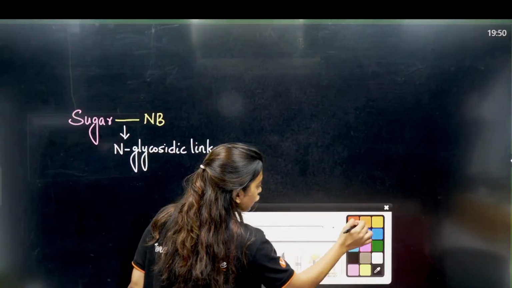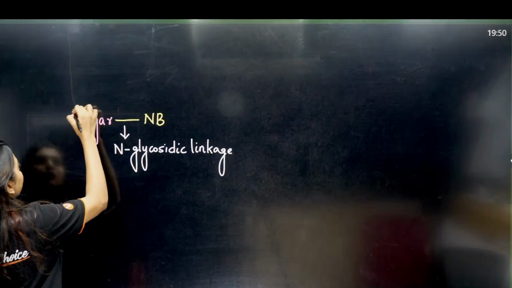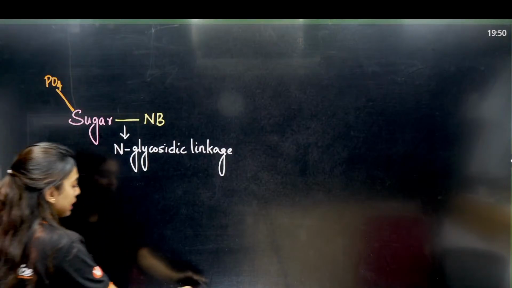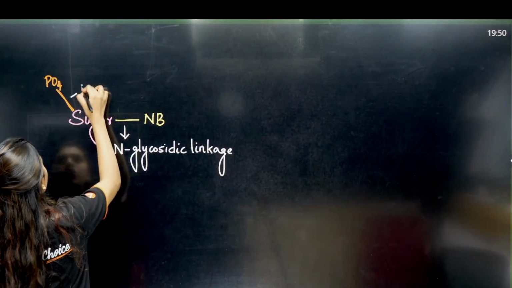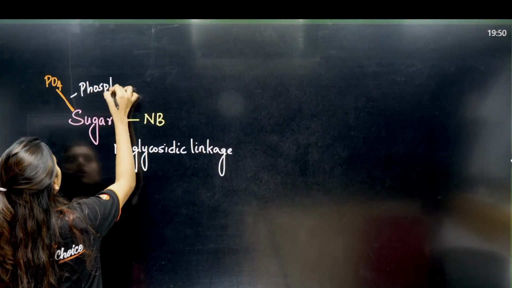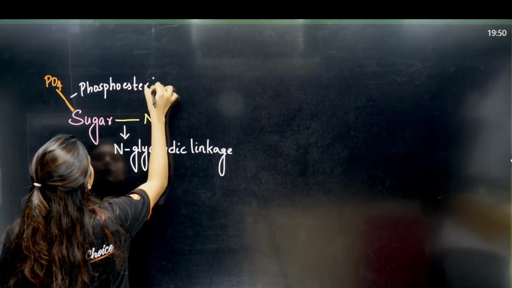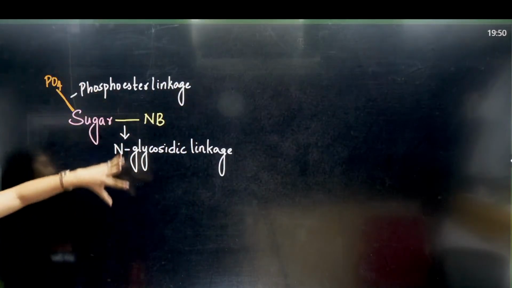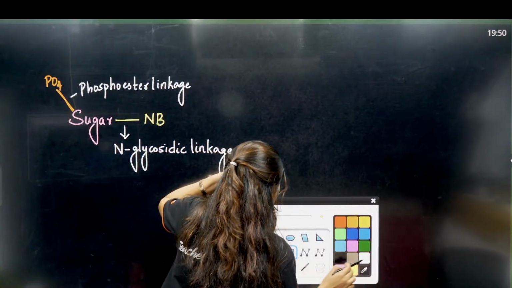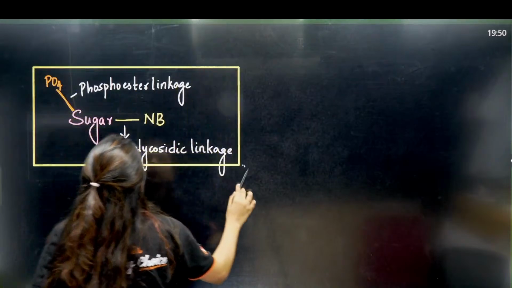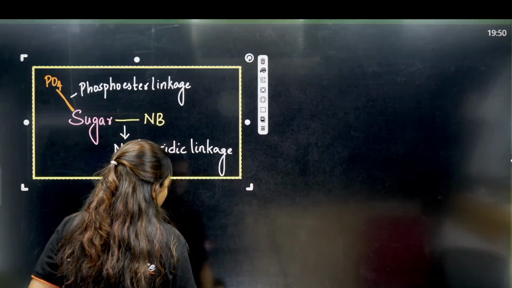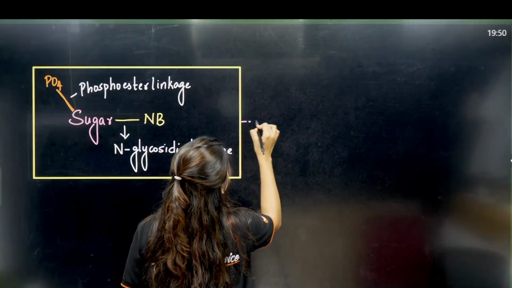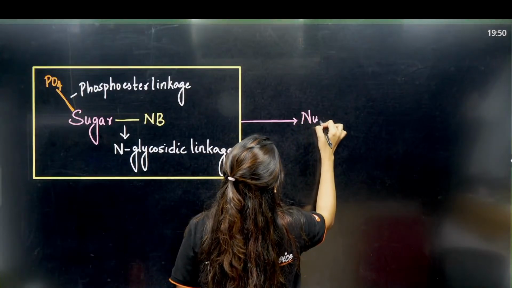Now to this sugar molecule, let's say one phosphate group on the 5th carbon has to come and bind, that is a PO4. That will happen with the help of phosphoester linkage. Yes? Now this is an entire nucleotide. So let's just border this entire nucleotide. To this nucleotide, another nucleotide wants to come and bind.